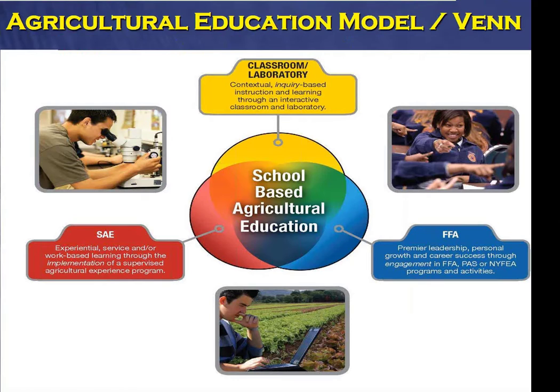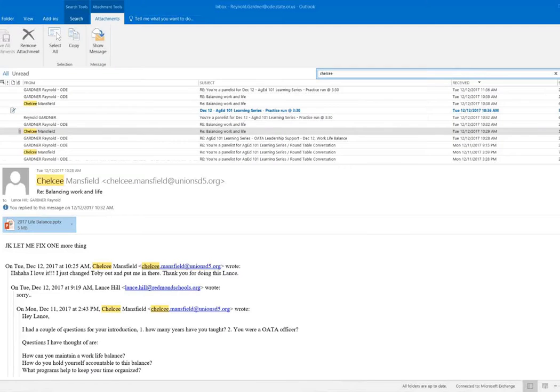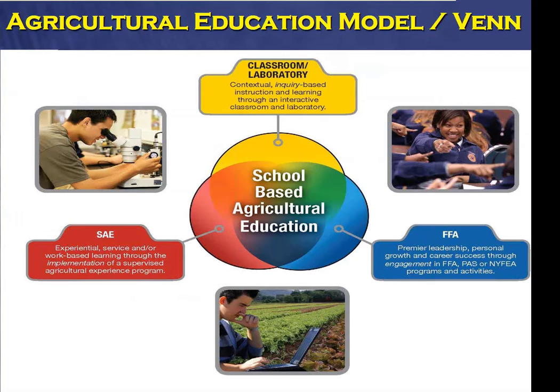To start things off, as most of us have known and seen, here's our ag education Venn diagram. We have the classroom element of the three-circle model where we're teaching students through inquiry-based instruction. The FFA portion focuses on leadership and providing opportunities for student scholarship and a variety of other elements. And the final aspect is the supervised agricultural experience, or experience-based learning, where students have projects that we facilitate.